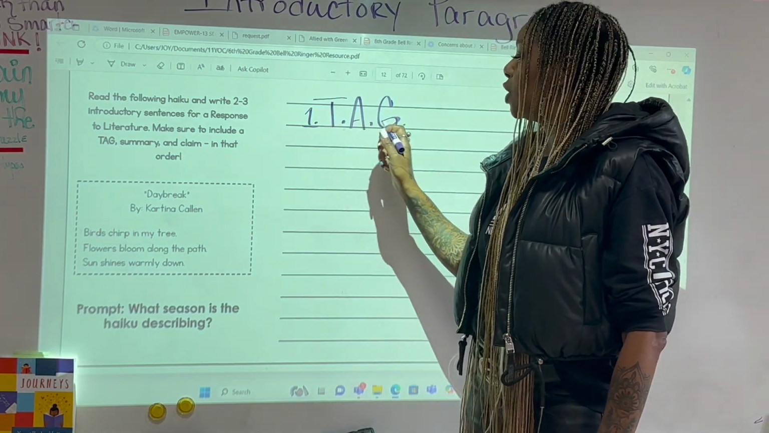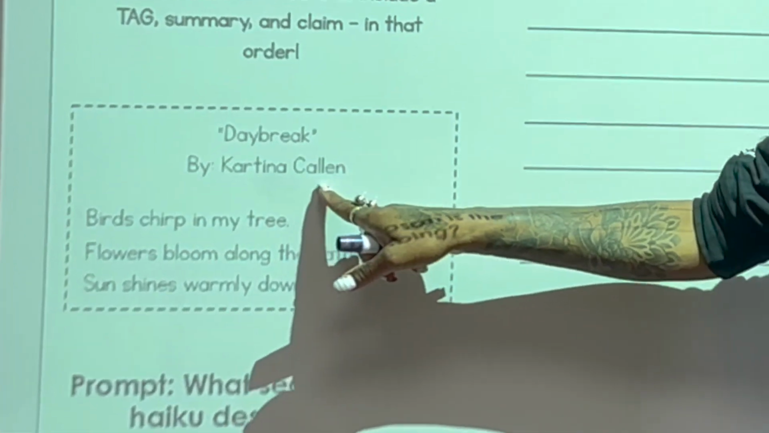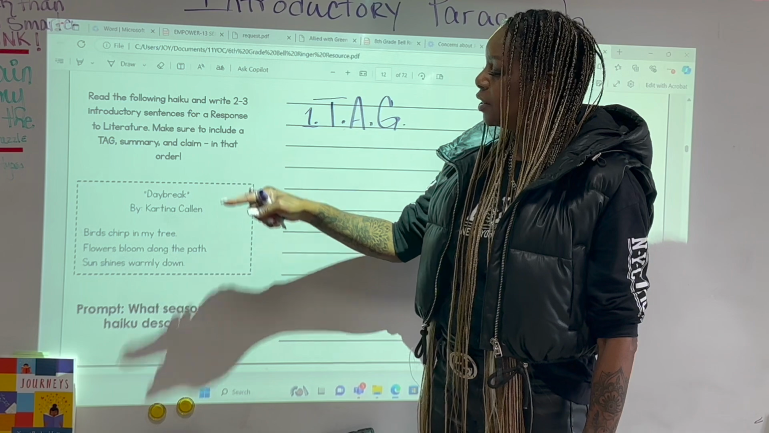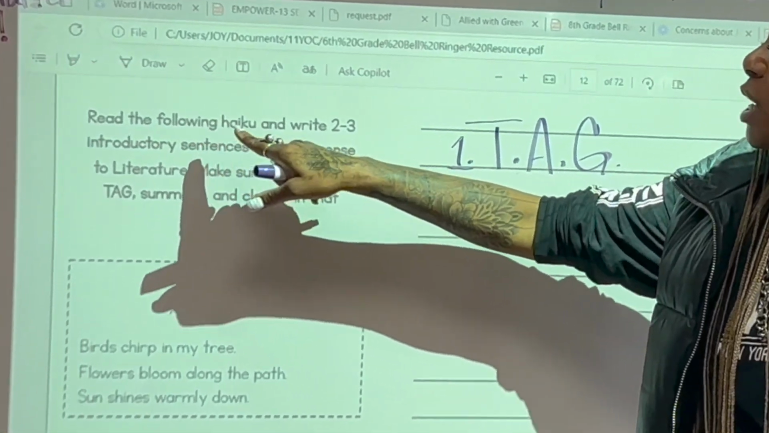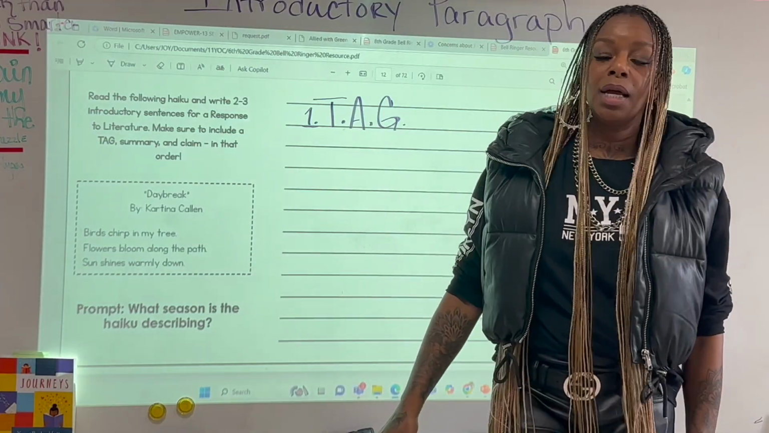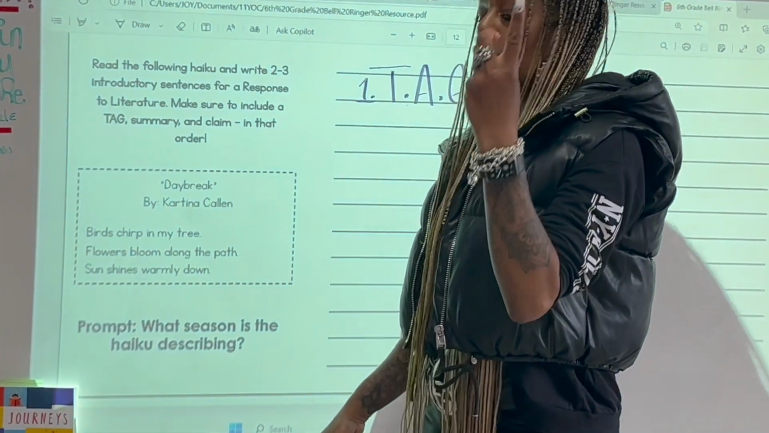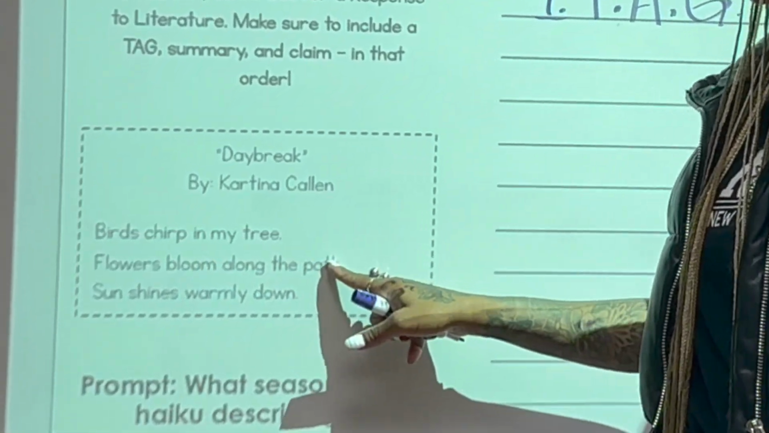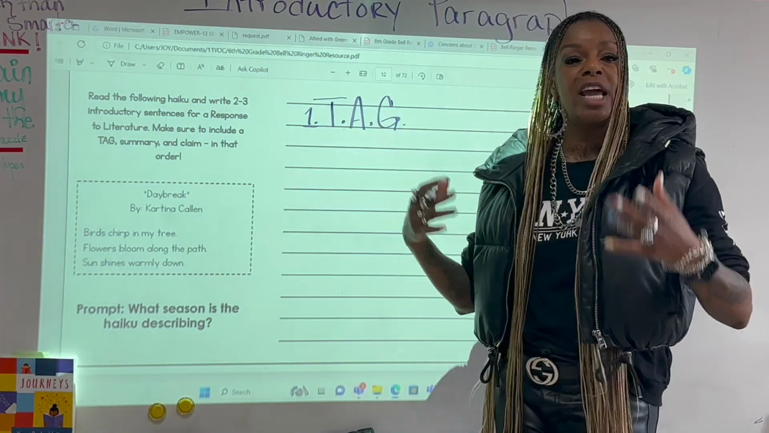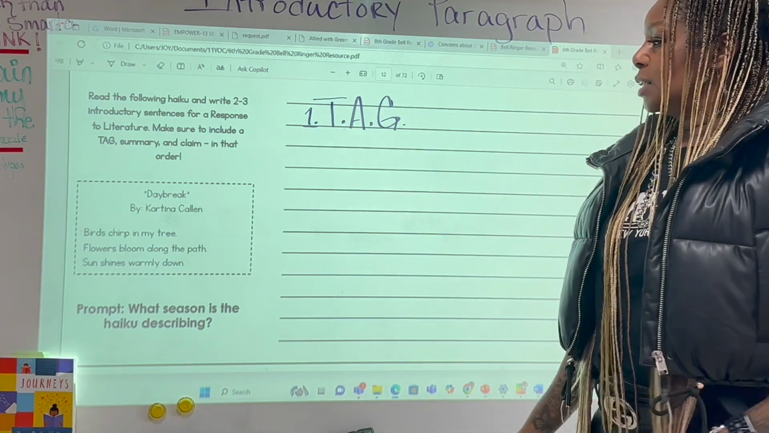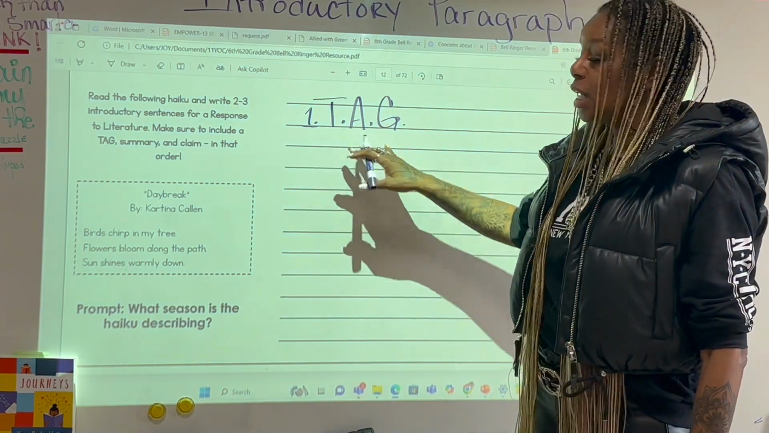Title, author, genre. Here we have the title, we have the author, and in the instructions, if you don't know what a haiku poem is, it tells you, read the following haiku. It's a poem. It has 5 syllables: birds chirp in my tree. Then it has 7 syllables and back to 5. It's a type of poem, and it typically deals with something about nature, flowers, stuff like that. That's a typical haiku poem. Short, sweet, and powerful.